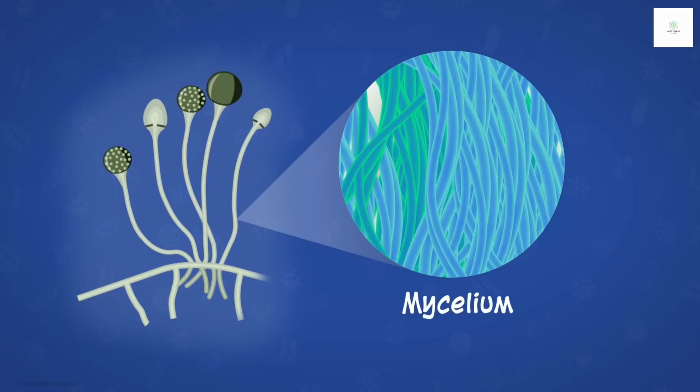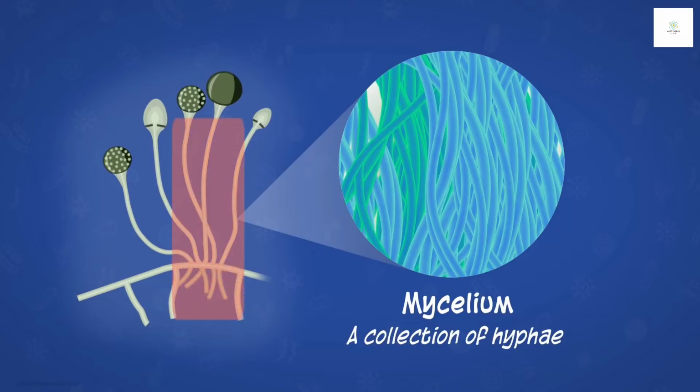So can we say that the mycelium is a collection of hyphae? Yes. And can we also say that the fungal body is made up of mycelium? Absolutely. Thus, this stalk that we can see here and also these root-like structures are all mycelium made up of hyphae.